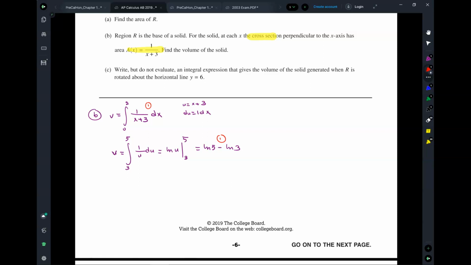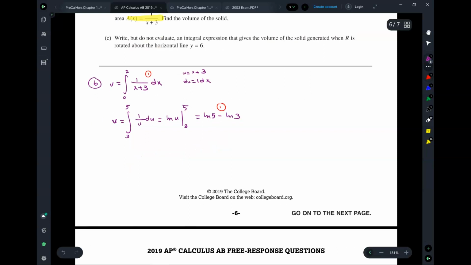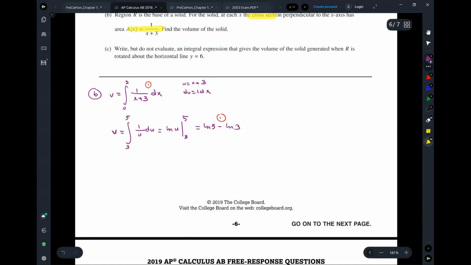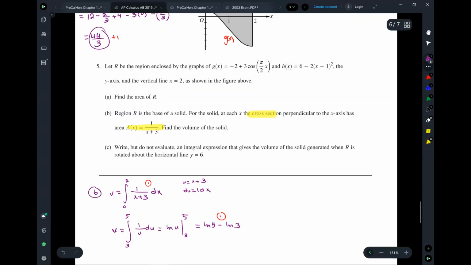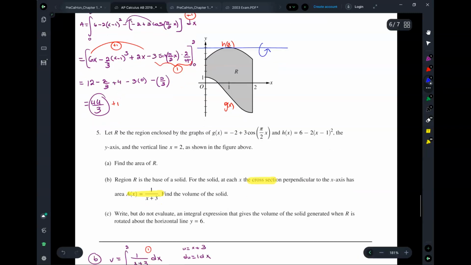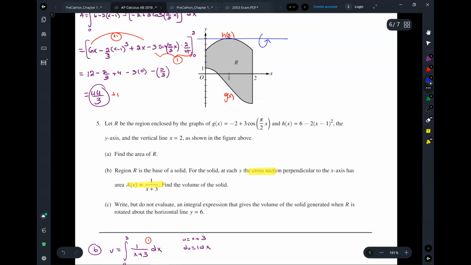C says to write but not evaluate an integral expression that gives the volume of the solid generated when R is rotated around the horizontal line, y equals 6. Right here. So we're rotating around that. What do we have to write? Big R, little r.